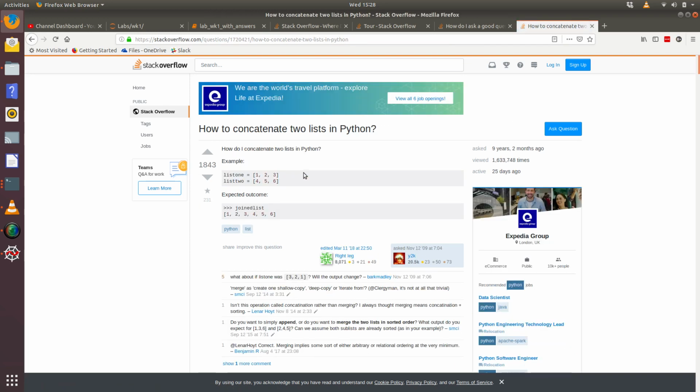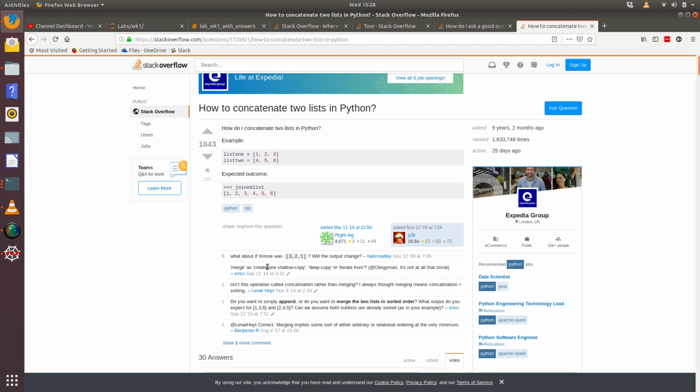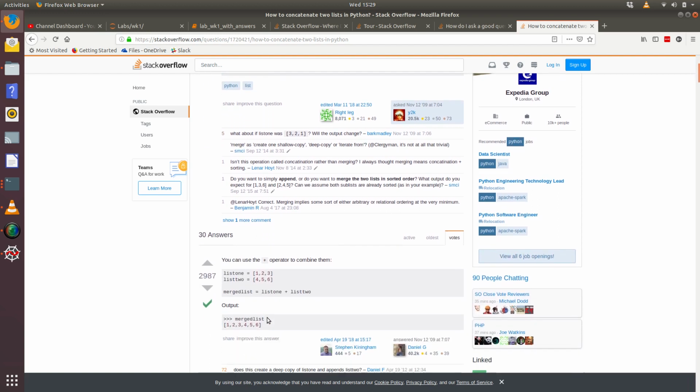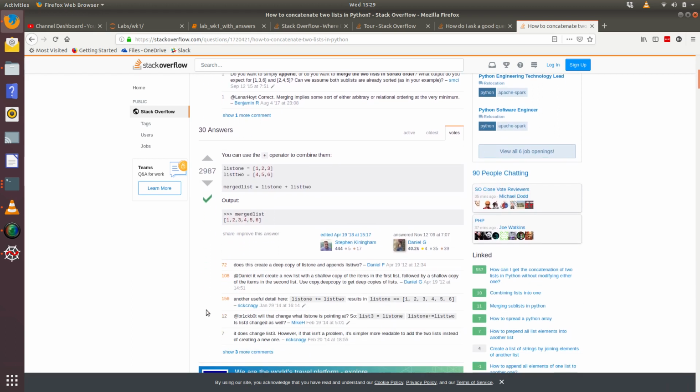So this has been asked in quite a nice way. How do I concatenate two lists in Python? He's given an example. So list 1 equals 1, 2, 3, and list 2 equals 4, 5, 6. And the expected outcome he wants is 1, 2, 3, 4, 5, 6. What you can see is a few people have left some comments underneath, and then we've got some answers. And the best answer has risen to the top and been accepted by the question poser.